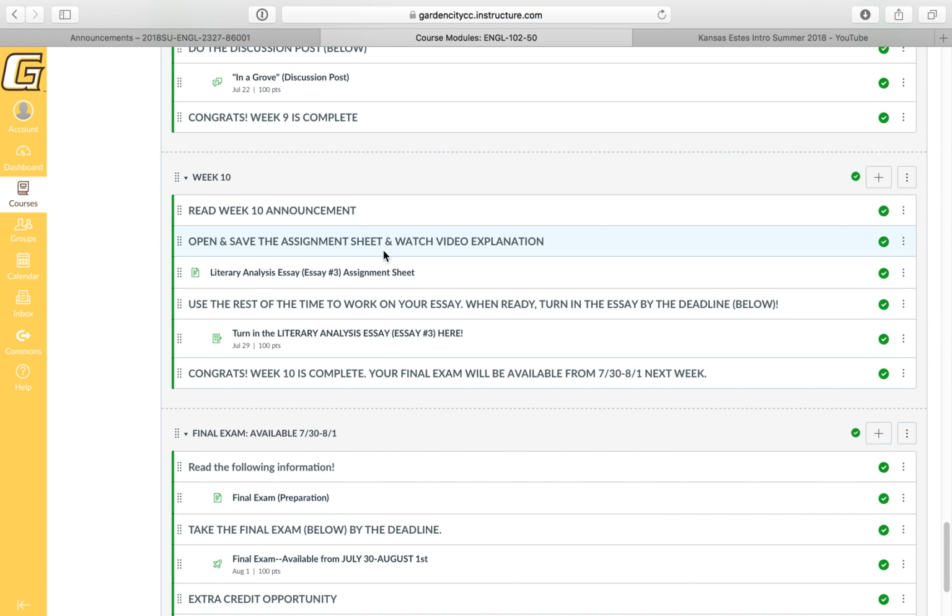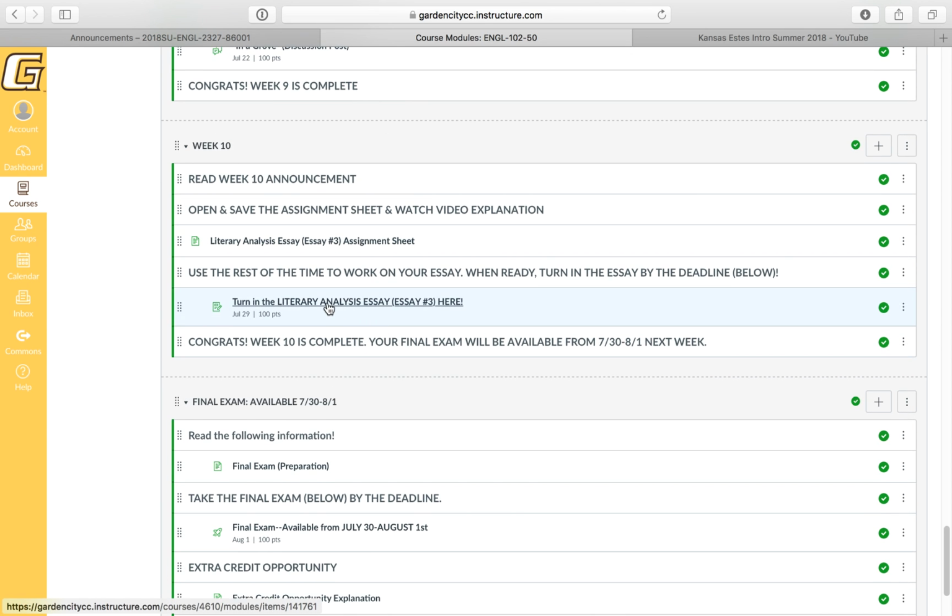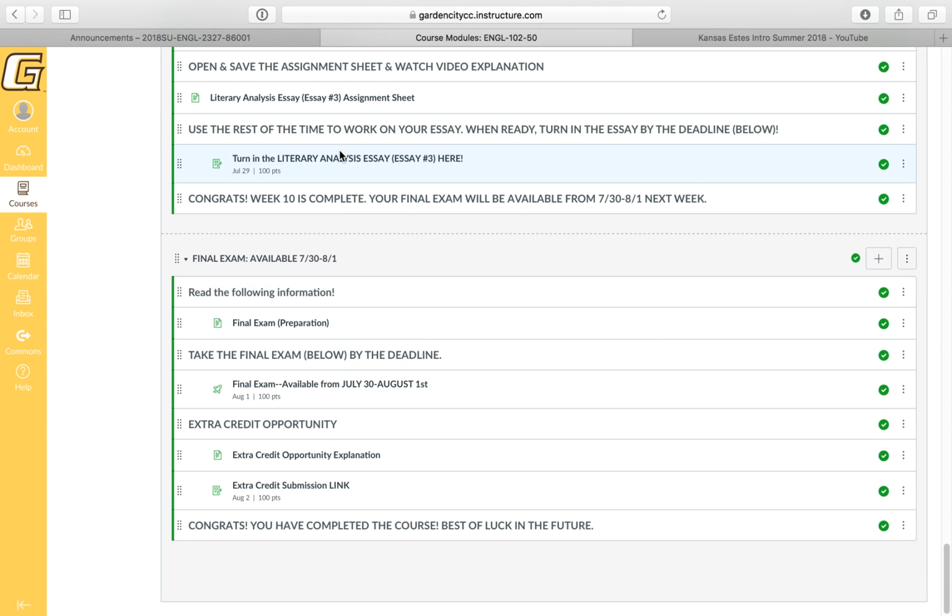In week 10, you'll look at your last essay assignment sheet, and then you'll use the rest of the week to work. So you have an entire week to write your third essay, which will be due that Sunday at midnight on July 29th. And then that's actually the end of your coursework and your final exam. It starts the next week.